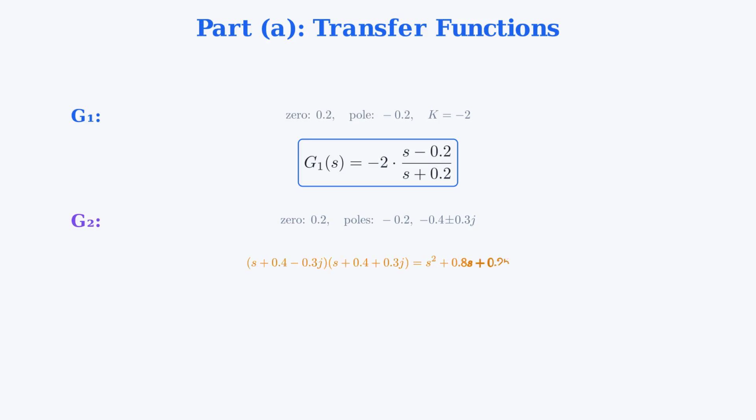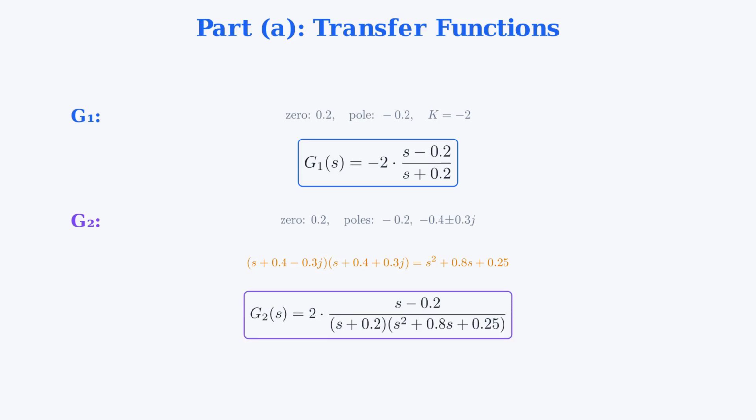For G2, we have the same zero at 0.2, the same real pole at -0.2, and complex conjugate poles at -0.4 plus or minus 0.3j. The complex pair gives the quadratic s squared plus 0.8s plus 0.25. So G2 of s equals 2 times (s minus 0.2) divided by the quantity (s plus 0.2) times (s squared plus 0.8s plus 0.25).